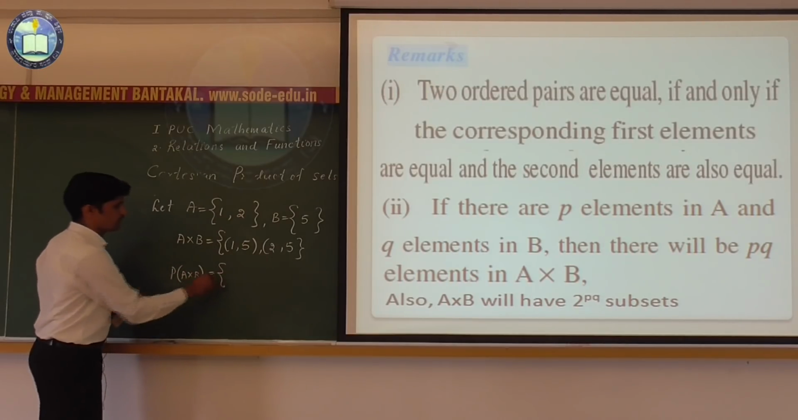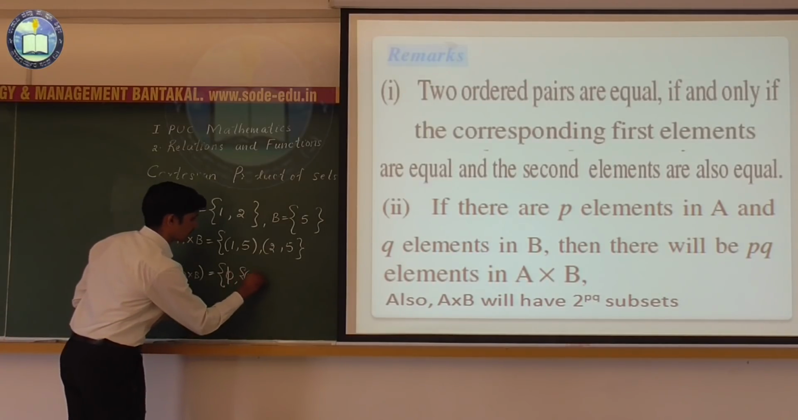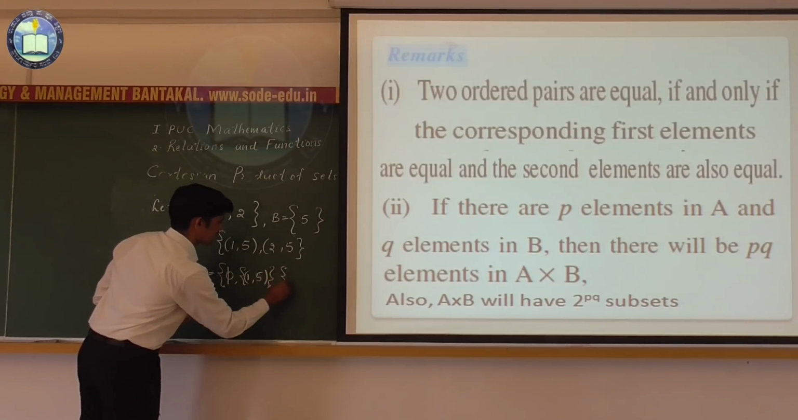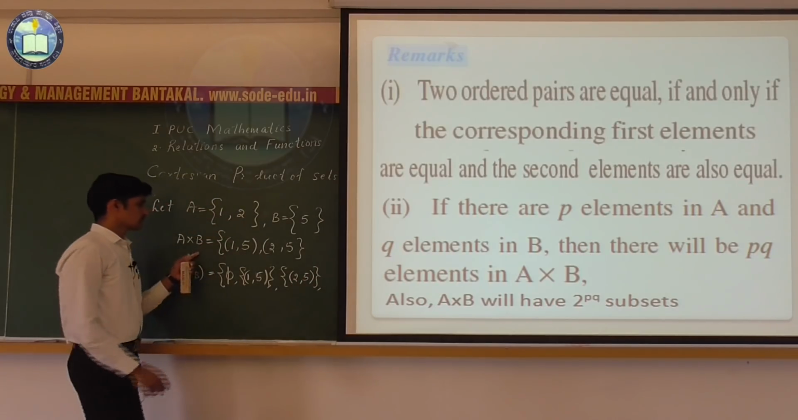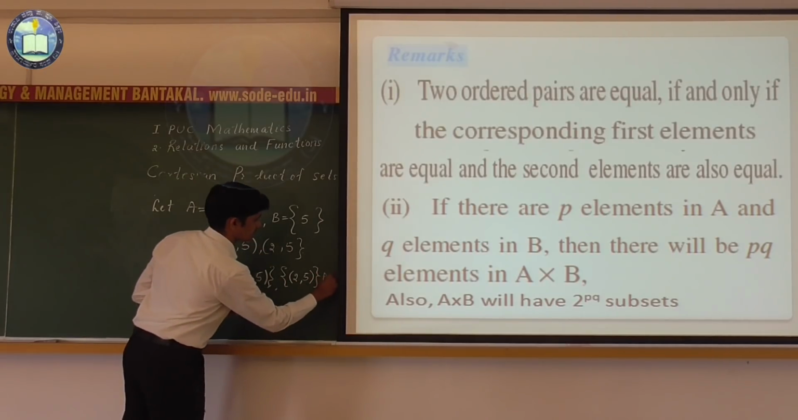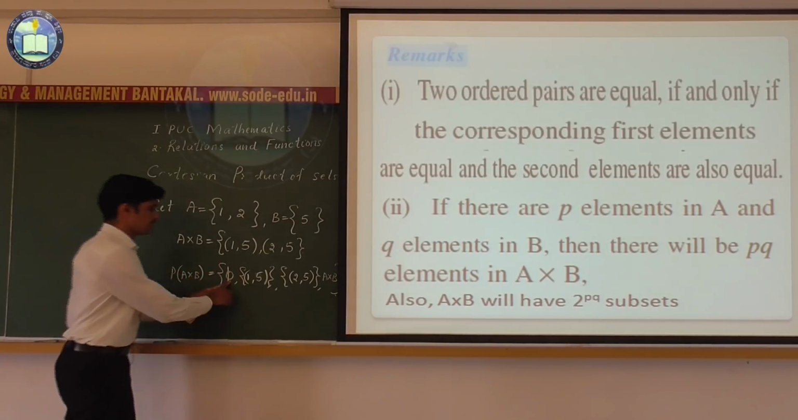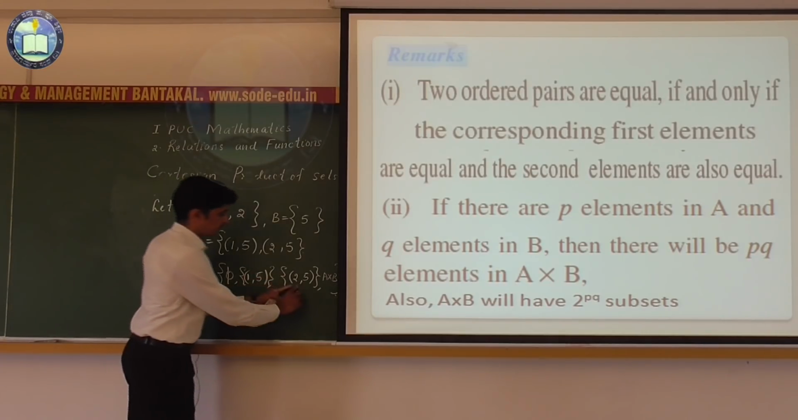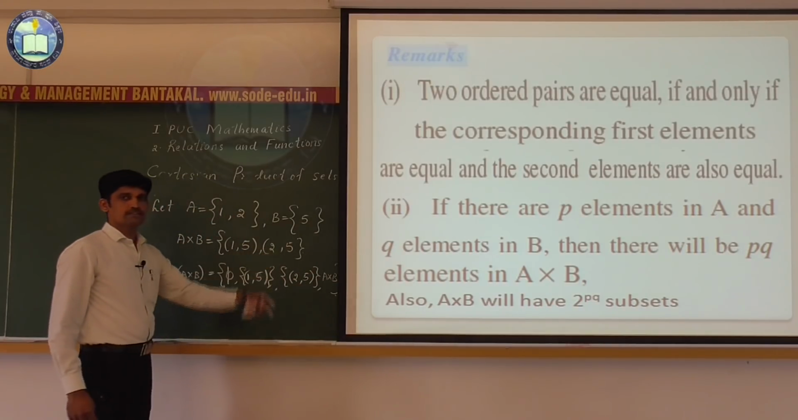Power set of A cross B will have the empty set, then the single element set containing the ordered pair (1, 5), then the single element set containing the ordered pair (2, 5), and the set containing both the elements, that is A cross B itself. So these are the possible subsets of A cross B: one is the empty set, another is a single element set containing (1, 5), a single element set containing (2, 5), and the set containing (1, 5) and (2, 5).